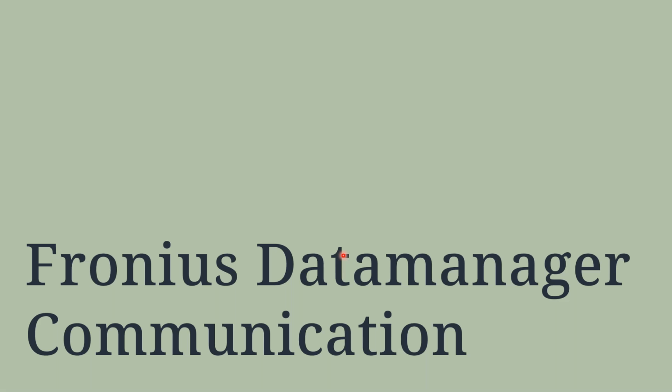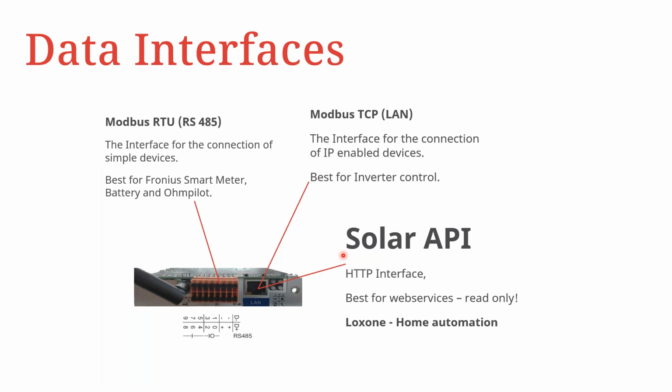So let's now have a look at data manager communication, via the respective communication interfaces. The Modbus RTU implements the RS485 communication protocol. This is basically the interface for connection of simple devices that don't need much configuration. It is best for connection of the Fronius smart meter, the battery, and the Home Pilot. And how about the Modbus TCP? That is the LAN port. The LAN port is an interface for the connection of IP-enabled devices, and it's best for inverter control.